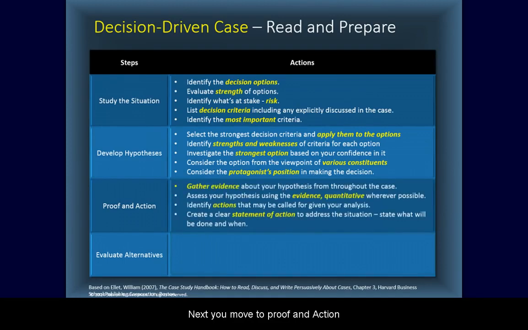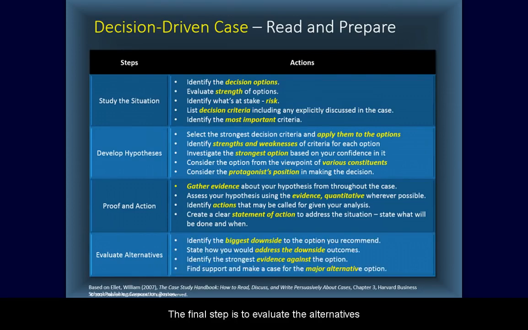Next, you move to proof and action. Gather evidence about your top hypothesis. And be sure to assess your option quantitatively using the data in the case and your own analysis. Identify the actions that you could consider given the data analysis. And create a statement of what you will do and when you will do it.